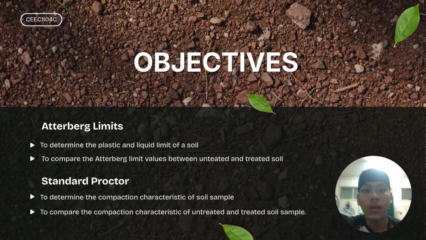Objective. For Atterberg limits: number one, to determine the plastic and liquid limit of soil. Number two, to compare the Atterberg limit values between untreated and treated soil. For standard proctor: number one, to determine the compaction characteristic of soil sample. Number two, to compare the compaction characteristic of untreated and treated soil sample.